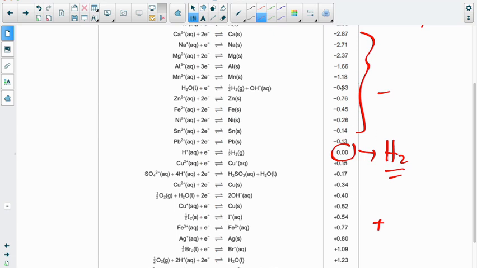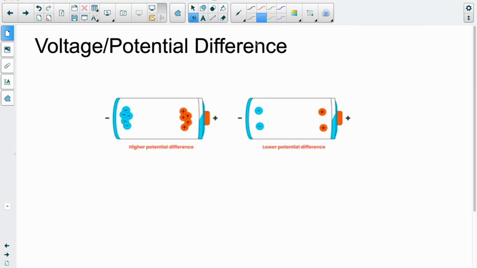So the question is, how do we get these numbers? What do these numbers mean? Where do they originate from? What does the voltage across an electrode mean? Let's take a quick look here. Voltage or potential difference is generated when you have charge separation. So in the case of a battery, when you take a look at these two batteries here, I have a negative and a positive terminal.